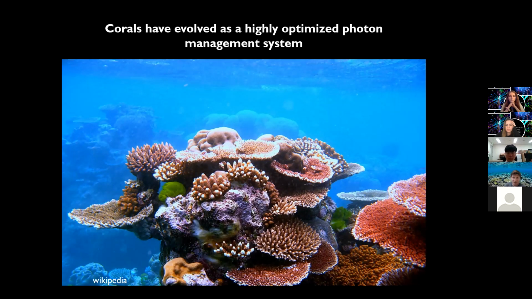So corals live in a very space-competitive environment. A tropical coral reef is very dense. There's high competition for space and resources. And corals are attached to the benthos, right? So they can't move. And so over millions of years, they have evolved to become a highly optimized light absorbing system.